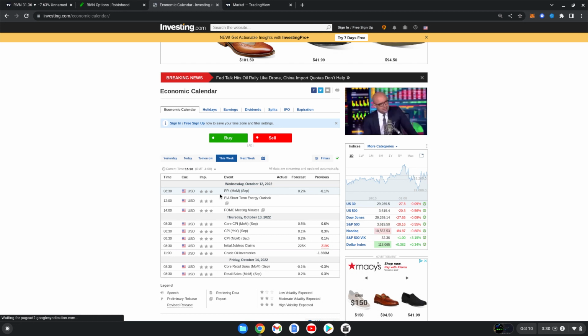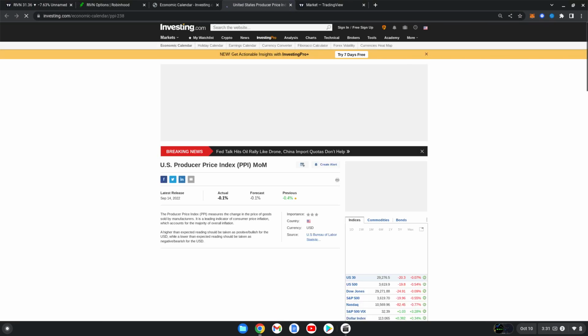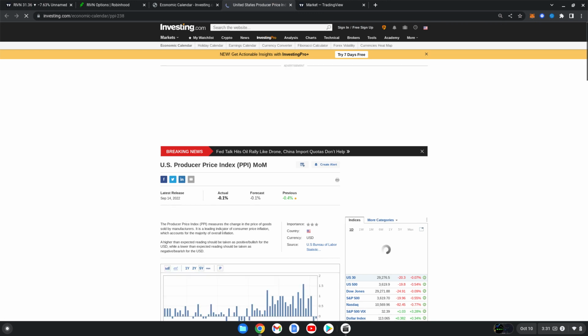So we can see on Wednesday, October 12th at 8:30, we have our PPI. Maybe we don't know what a PPI is or what that data shows. We can see it's the producer price index, which measures the change in the price of goods sold by manufacturers. It is a leading indicator of price inflation, which accounts for the majority of overall inflation.